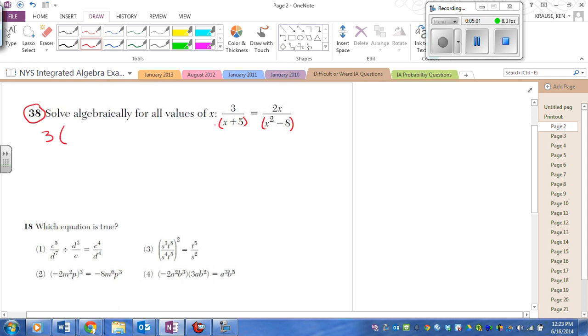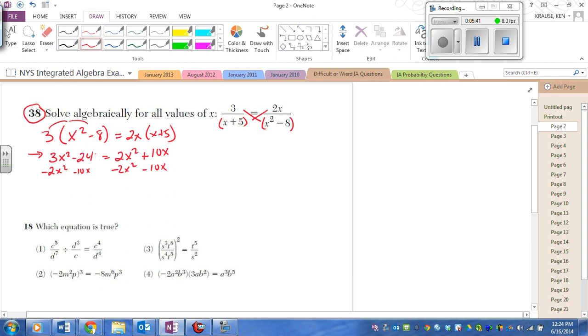So it's 3 times, we cross multiply, x squared minus 8 equals 2x times x plus 5. Distribute, I get 3x squared minus 24 equals 2x squared plus 10x. Now this is a quadratic, so we want it to equal 0, and we want the x squared term to be positive, so you move the smaller one. And we're going to move this over as well, because we want it to equal 0.